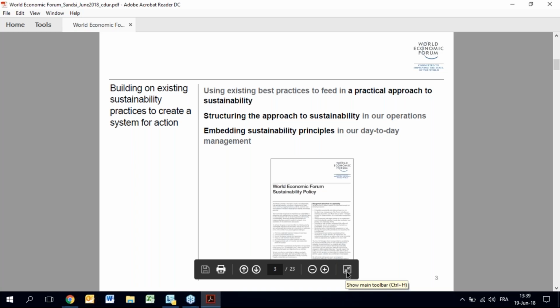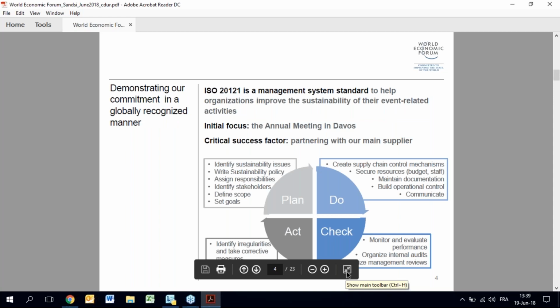And the idea was also, of course, to embed as much as possible the sustainability principles that Neil was talking about into our day-to-day management. And this is how we came up with the sustainability policy, which is now on the website. And this was 3 years ago. So I'm sure everyone now is very familiar with ISO 20121.